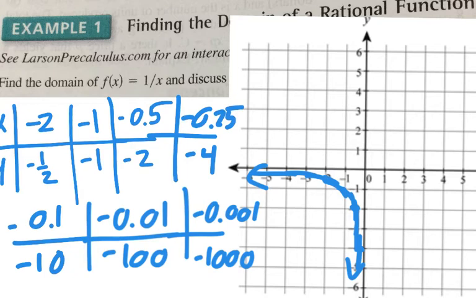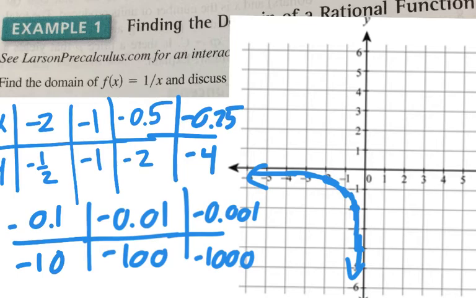Now what's the graph doing at 0? Nothing. It doesn't exist there because 0 is a break in the domain. So 0 is no good. So let's see what happens when I approach the graph from the right side. So same idea, but let's plug in values that are over here, getting closer to 0.